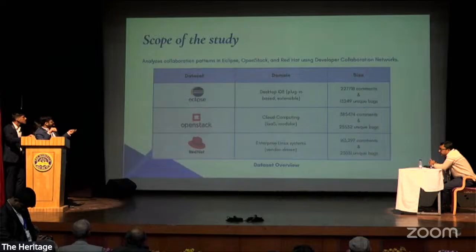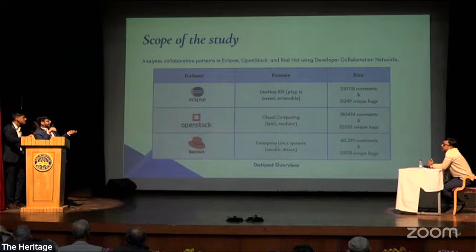Over here, you can see that for Eclipse there were around 13,000 unique bugs. For OpenStack we had 25,000. It's a similar size, way more than Eclipse. Okay.